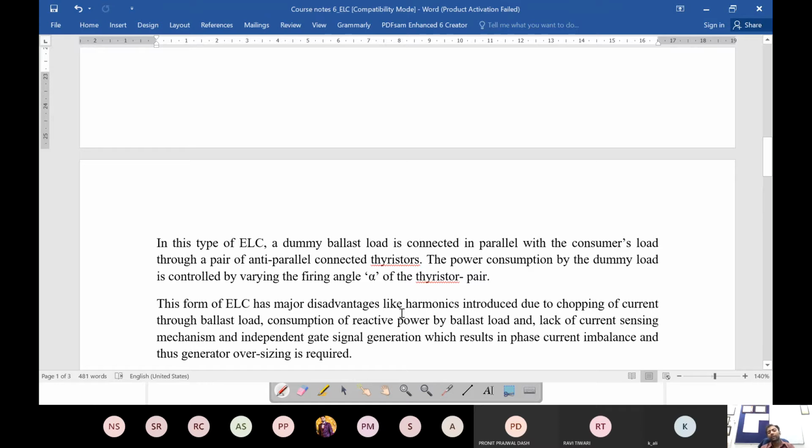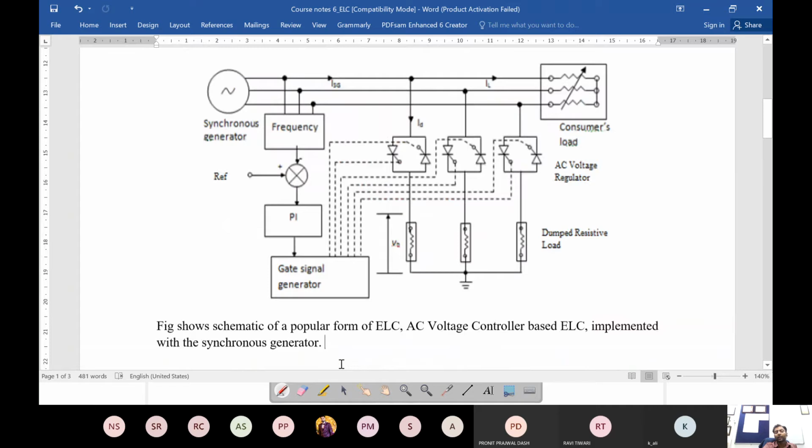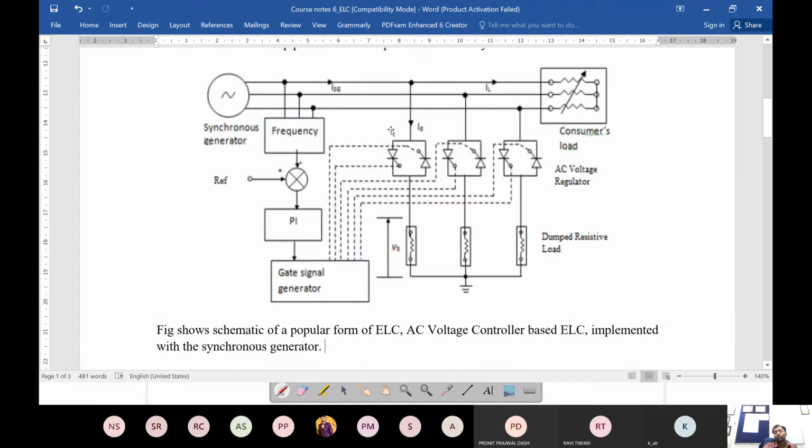So the major disadvantages here are the harmonics introduced due to chopping of current through the ballast load, and consumption of reactive power by the ballast load. Because whenever you have these harmonics, you will see the power factor angle also drops. It's poorer. So that reactive power also comes into the picture. Another is the lack of a current sensing mechanism and independent gate signal generation, which results in phase current imbalance, and thus generator oversizing is required. So we are not sensing the current at any point. We are just sensing the frequency.